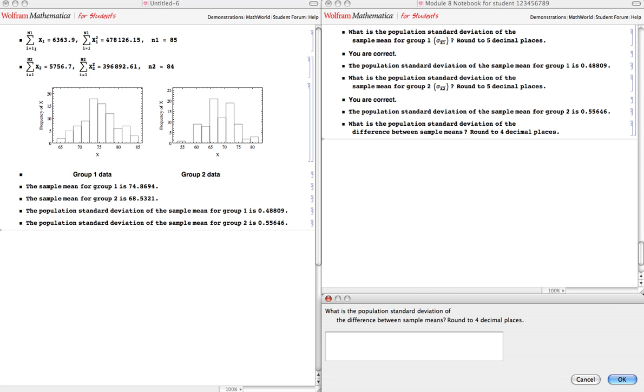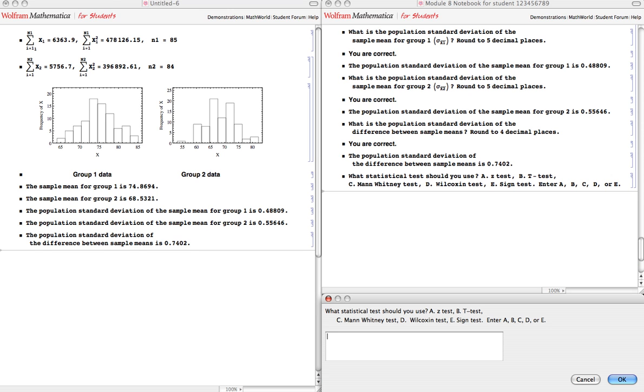Alright, now, what is the population standard deviation of the difference between sample means? You can either refer to the formula, or what you could also do is square each of these two values that you just computed, add them together and take the square root of the sum. So I'm going to square 0.48809, add it to 0.55646 squared, take the square root of that value, and round to 4 decimal places, so 0.7402. And that's correct.